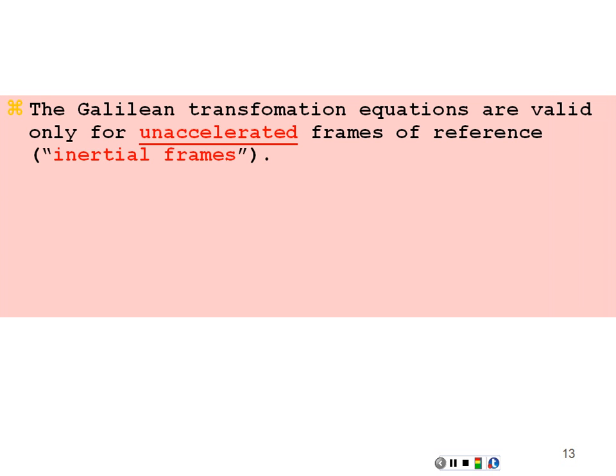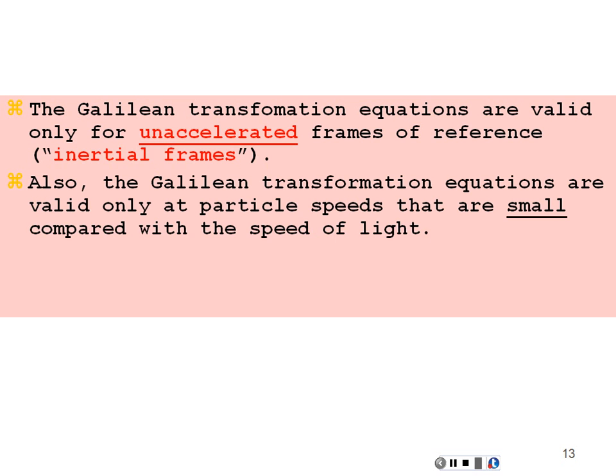The Galilean transformation equations are valid only for unaccelerated frames of reference, what we call inertial frames. Also, these Galilean transformation equations are valid only at particle speeds that are small compared to the speed of light.